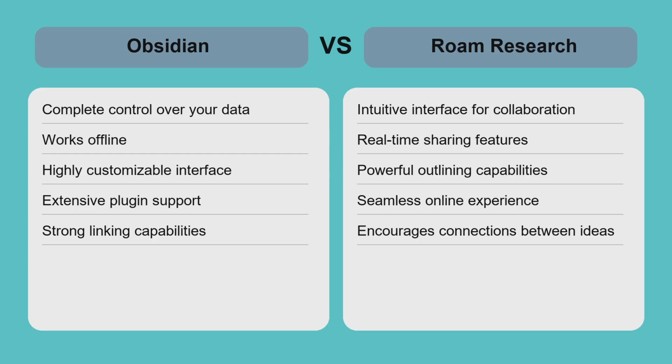Conversely, if collaboration and ease of use are your priorities, Roam Research excels with its intuitive interface and real-time sharing features. Users might find that Obsidian's customization options cater better to individual workflows, while Roam's structure is advantageous for team-based projects. The decision ultimately hinges on your specific needs, privacy and control versus collaboration and ease of access.